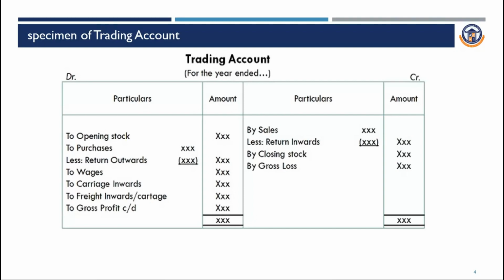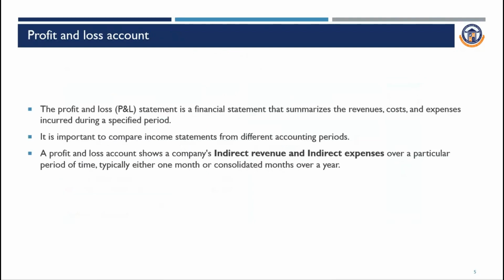Next we move on to the topic of profit and loss account. This is the second step in the preparation of financial accounts. The profit and loss account is prepared to ascertain the net profit or net loss of the business concern for an accounting period. It is an account into which all gains and losses are collected in order to ascertain the excess of gains over losses and vice versa.